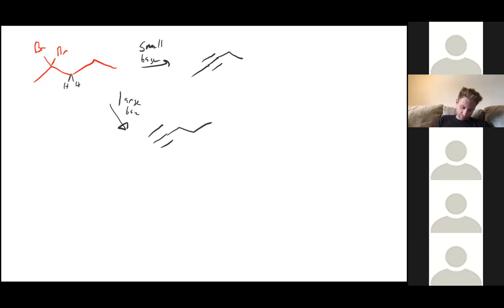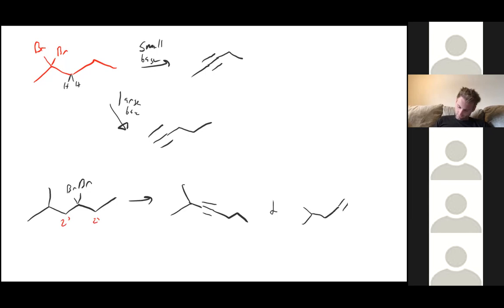So, for instance, let's see. For this here, both of your adjacent centers are secondary. So for something like this, you're just going to end up with two different products, like so.